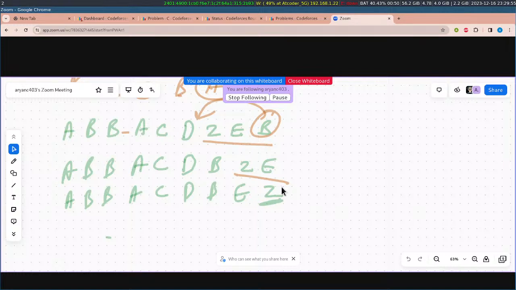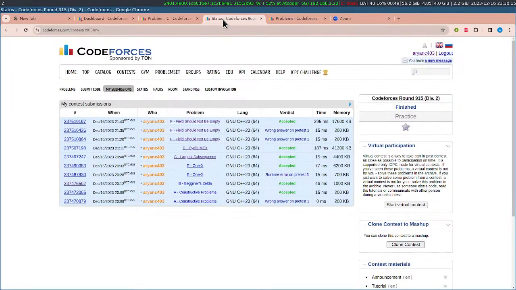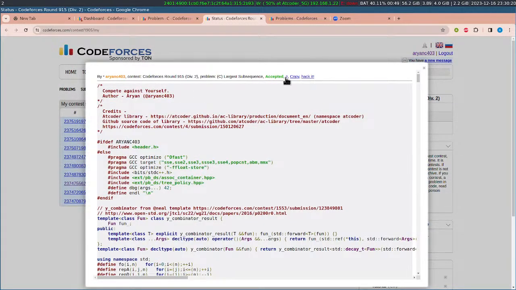And what we should do is first check whether the string becomes sorted if we perform the maximum number of operations. And then there is a claim that the number of operations required is: keep doing them until the string stops changing. So any questions? I will go to my code as well.